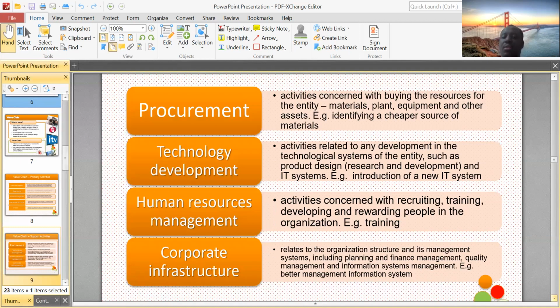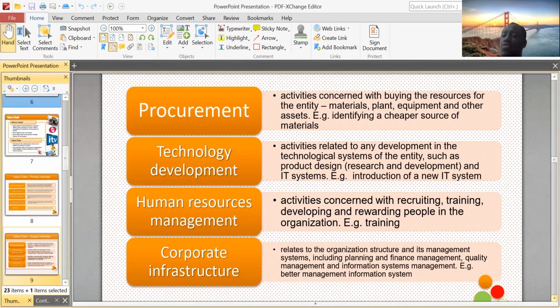When you are buying the resources, you need to identify a cheaper source of material, and so your negotiation skills are important. And when I say cheaper source of material, I don't mean low quality, but you need to get a good price for what you're buying. That's what procurement is all about. And then technology development: these are activities related to development of technological systems such as IT systems. Today technology is changing business a lot, and so you need to have your technology development process intact.